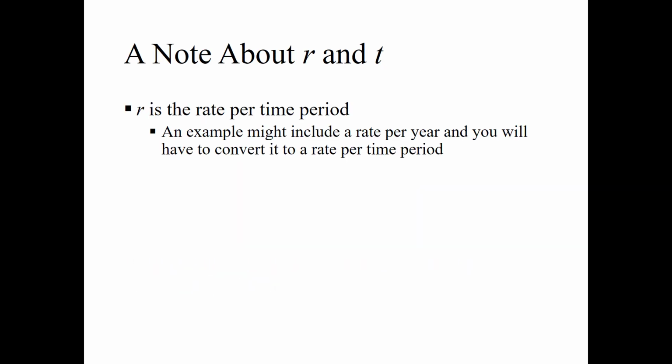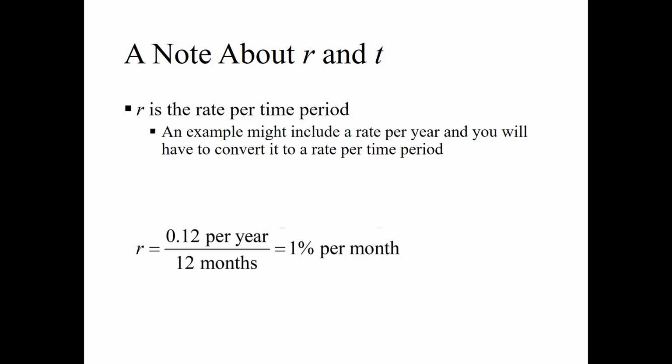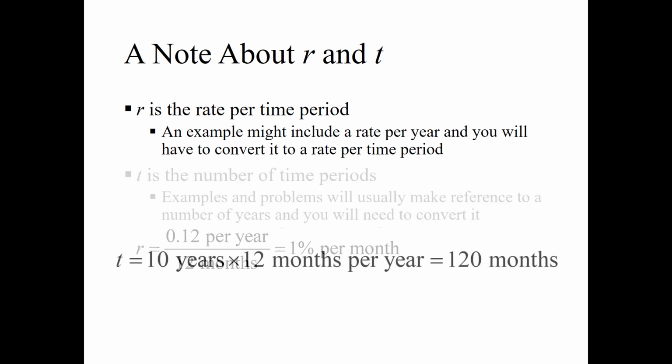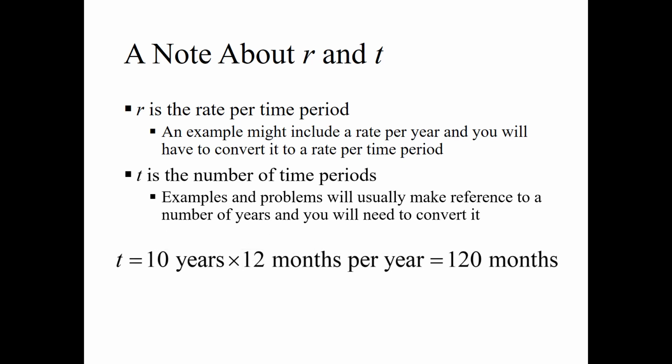In these calculations, it's important to note that our R is our interest rate per time period. And so, for example, we may have an interest rate of 12% per year. And if we earn interest on a monthly basis, then we would take our 12% and divide it by 12. In other words, 1% per month. Our T is going to be the number of time periods. And so if we earn interest on a monthly basis for 10 years, then we would assume that we would earn interest over 120 time periods, which is 12 times 10.